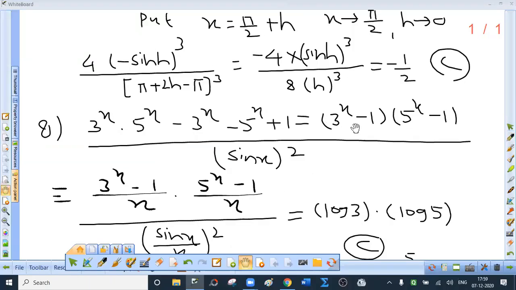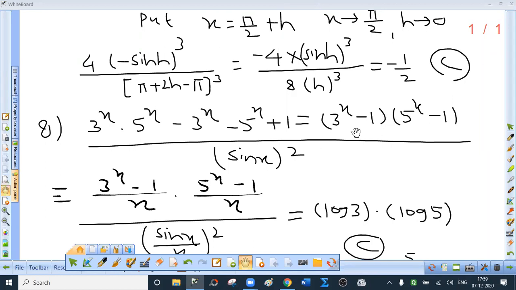Sum number 8. See 15 raised to x. What is 15? 3 into 5. So it is 3 raised to x into 5 raised to x. I have omitted one step. Take 3 raised to x common to get 5 raised to x minus 1. Take minus 1 common, then take the bracket common. In short, these are the factors of the numerator.